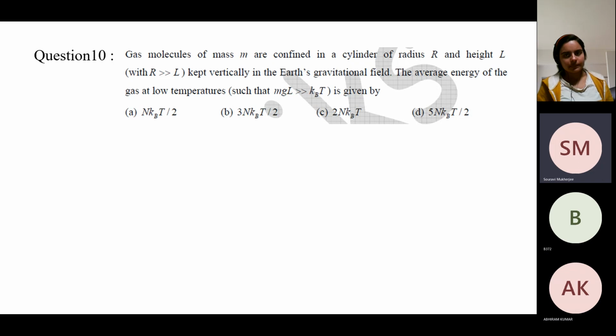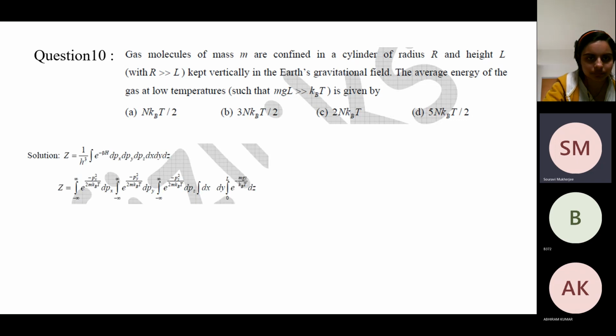Yes, right. And then when you have to find the average energy, that means you have to do an integration of energy with the phase space density. As we did in the last case, where we integrated the magnetic moment with the phase space density, here we will do an integration of energy with the phase space density. Okay, so let's see how.